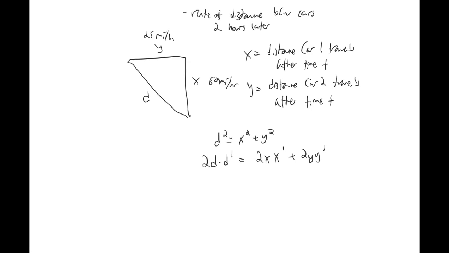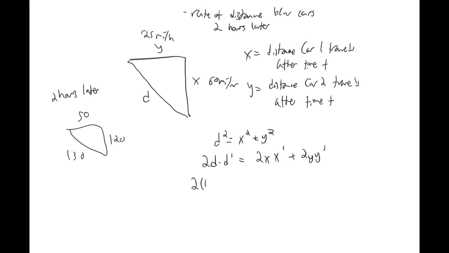Now, what's the distance between them 2 hours later, right? If the car travels 60 miles an hour, 2 hours later it traveled 120 miles, right? And 2 hours later, since this one goes 25 miles an hour, this one's 50, right? And if you use Pythagorean theorem, you're going to figure out d is 130.